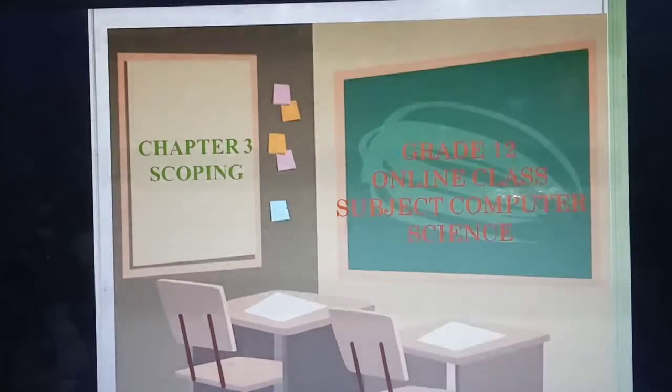Okay. So now we are studying chapter 3. What's the title of your chapter? Scoping, isn't it? Last class I started chapter 3, Scoping. Before I start today's portion, just recall the things I taught at the last class.